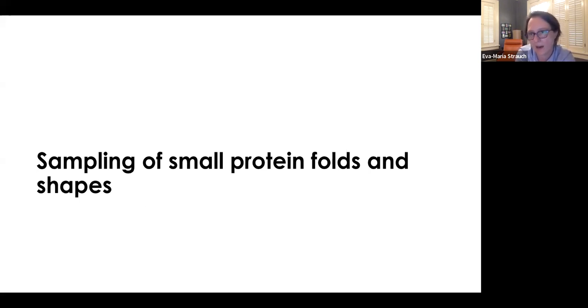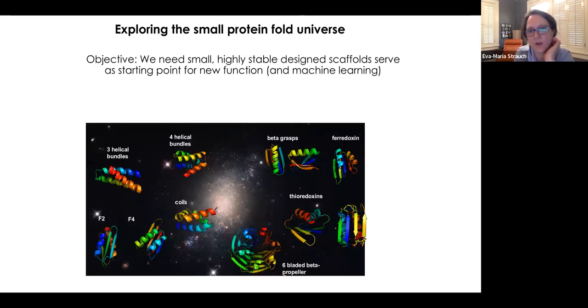What can you make? How diverse can these small folds be? And how can you control this shape diversity? The folds we looked into making are listed here: essentially 3 and 4 helical bundles, coil versions of them, beta grasp, thioredoxin, and you can also make a small thioredoxin out of this.